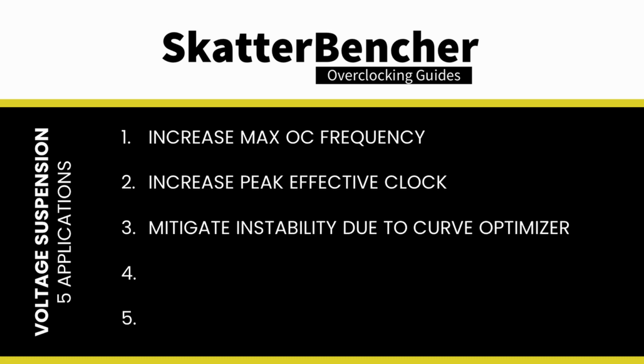Third, you can use voltage suspension to mitigate instability when running aggressive curve optimizer settings. As you know, curve optimizer allows us to manipulate the voltage frequency curve of each of our CPU cores. When using a negative curve optimizer setting, the precision boost algorithm will use less voltage for a given frequency, or of course achieve a higher frequency for a given voltage. However, too low voltage will result in instability. You can configure the floor Vmax such that the voltage would not drop below a certain level at light loads.